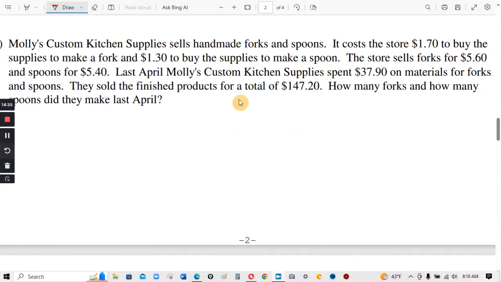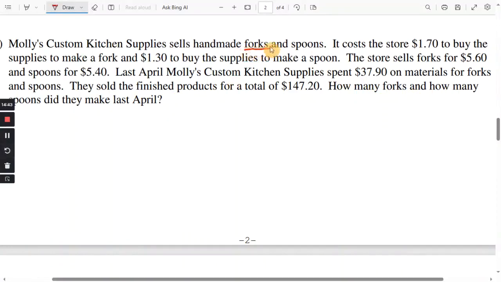Okay, the first part's easy. They're asking us for a number of forks and spoons. As always, we're looking at the first letter of the variable. Okay, so F is going to be the number of forks. And I'm going to let S equal the number of spoons.